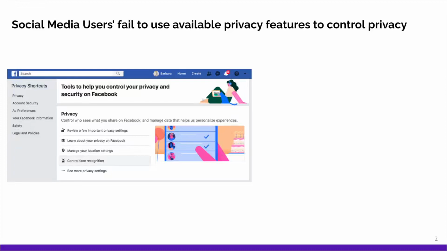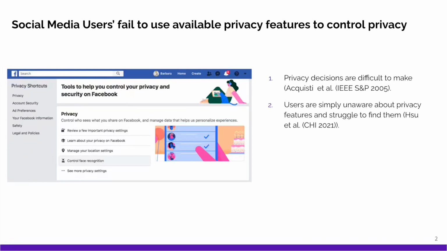Today, a number of users use social network sites to make a number of privacy decisions using the privacy controls or features on these sites. However, research finds that these users fail to use these features for a number of different reasons. For example, privacy decisions are difficult to make. Number two, users are at a time simply unaware about the privacy features and therefore struggle to find them. And number three, privacy protection is not the primary end user task on most of the social network sites.